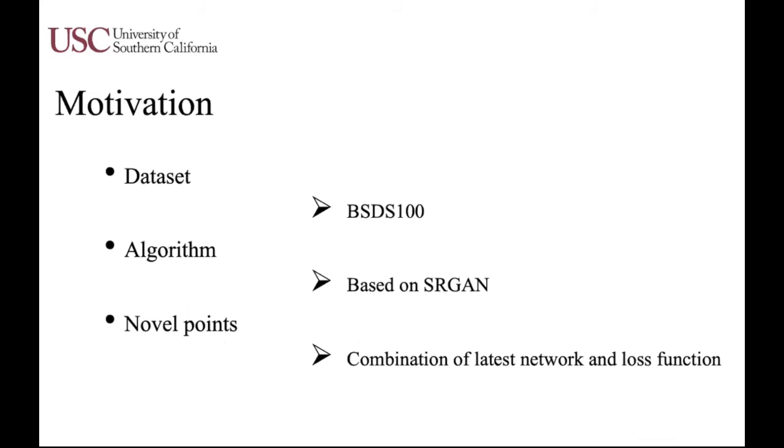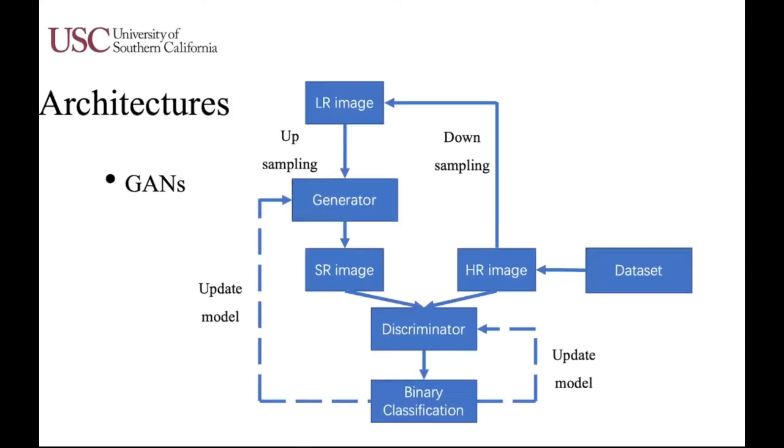Well, let me introduce some information about our dataset. We use the BSDS100 dataset. Our algorithm is based on SRGAN, which proposed the perceptual loss function. Based on it, we also applied the updated residual network structure and merged some other loss functions as our novel point. Now look at the specific structure of our network.